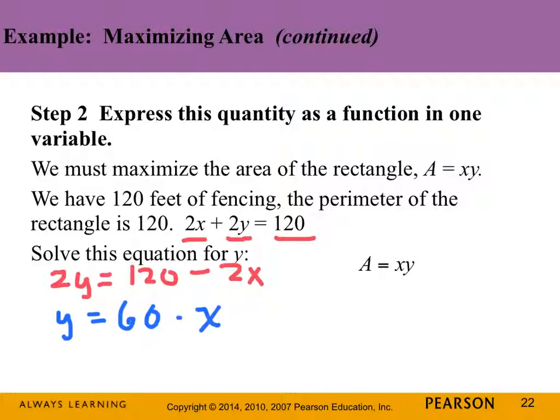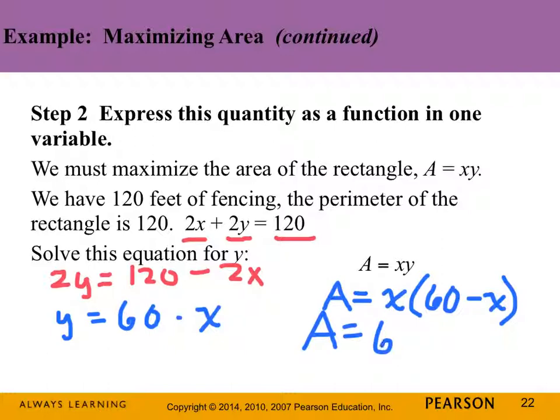So next we're going to substitute what y equals, the 60 minus x, into A equals x times y. So that can be rewritten as A equals x times, now y is equal to 60 minus x. Or we could also write that as A equals 60x minus x squared.